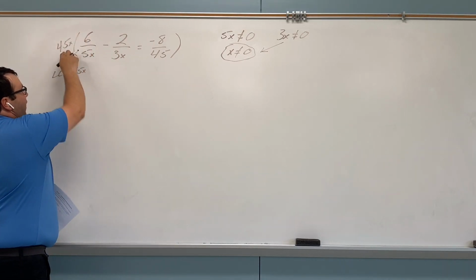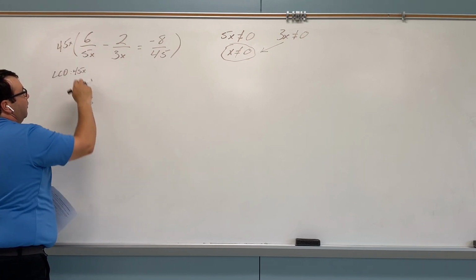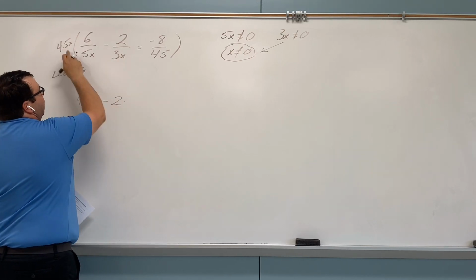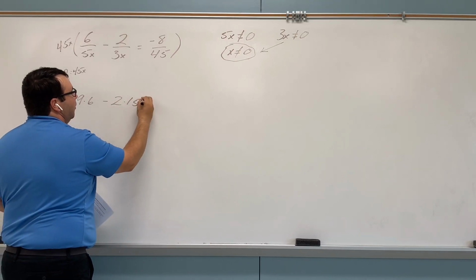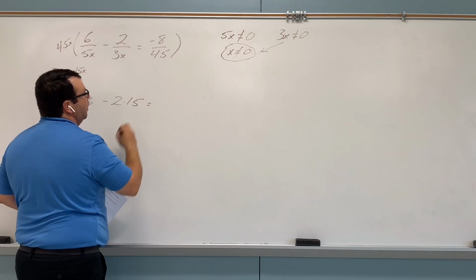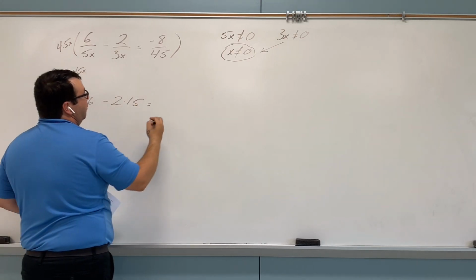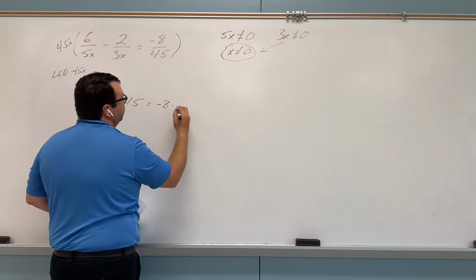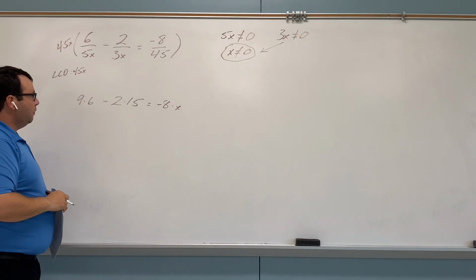5 goes into 45 9 times, so that's 9 times 6. X cancels. Minus, I have 2 times, x cancels. 3 goes into 45 15 times. Looking good so far. 45 and 45 cancels. I have negative 8 times x. So we cleared our fractions. That's very nice. At this point, let's simplify.